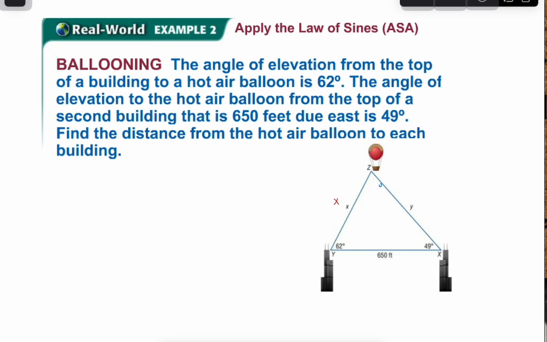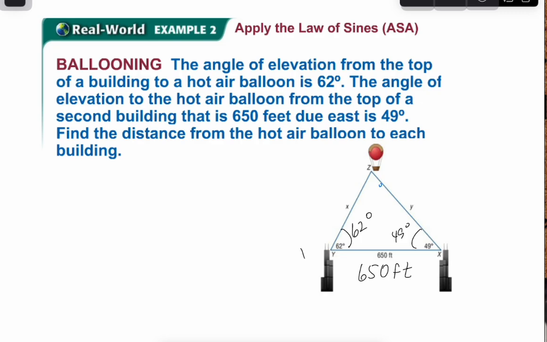We have this balloon that's floating between 2 buildings. The buildings are 650 feet apart. The angle of elevation from the top of our left building to the balloon is 62 degrees. And I'm going to make that a little bigger for you so you can see it. The angle of elevation from our rightmost building is 49 degrees. They say, find the distance from the hot air balloon to each building.